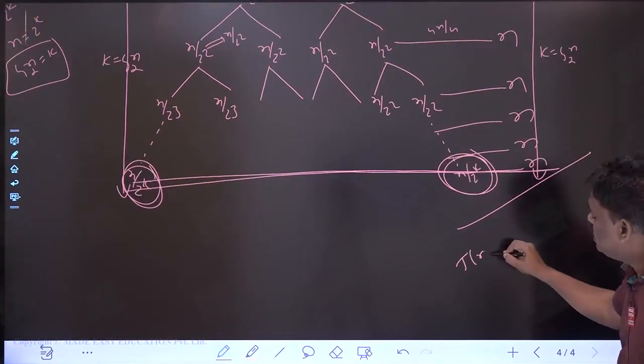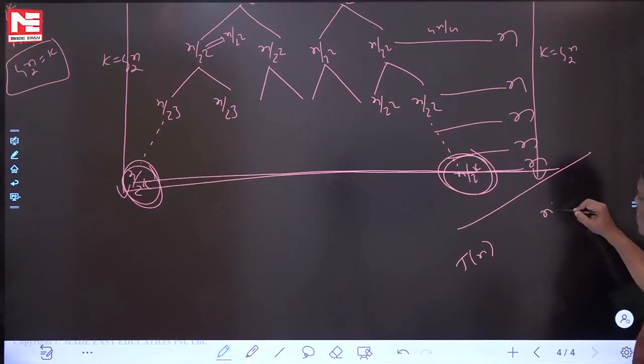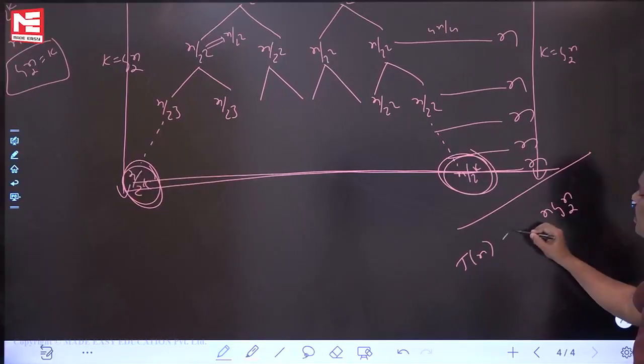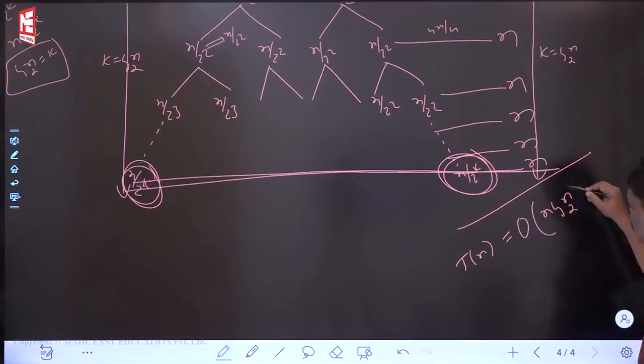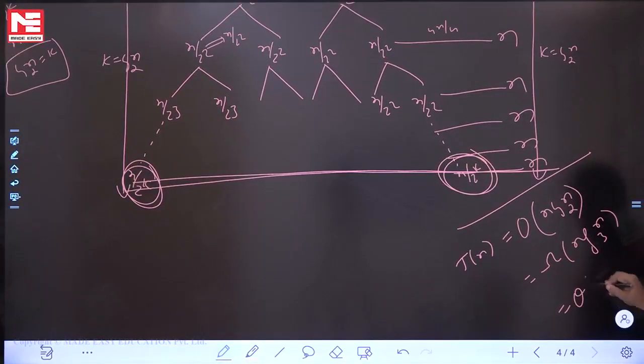So finally, what is the answer? The actual answer is T(n). Every level is n, log n base 2 levels, so n log n base 2. This itself is the upper bound, this itself is the lower bound also, because the left height and right height are the same. Finally you can say theta of n log n. Theta of n log n.